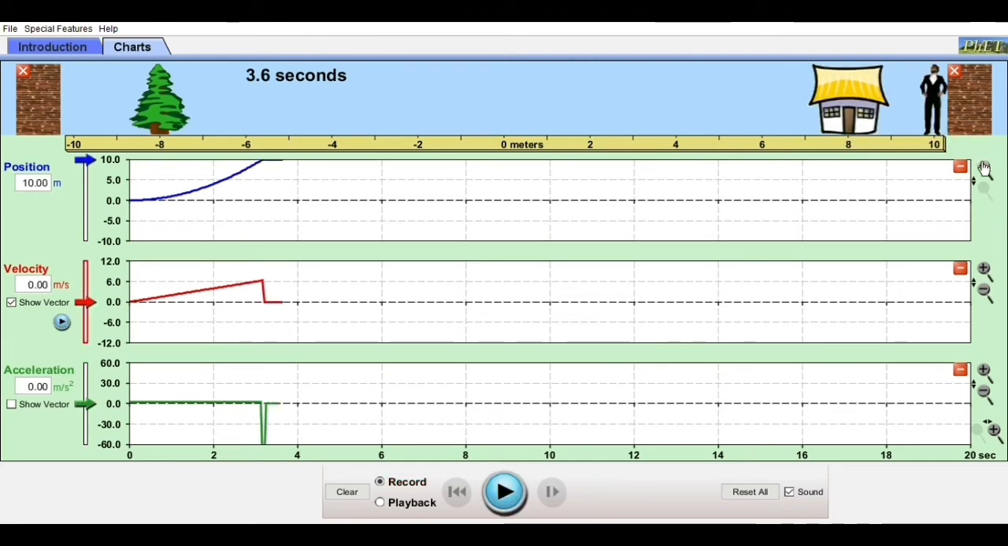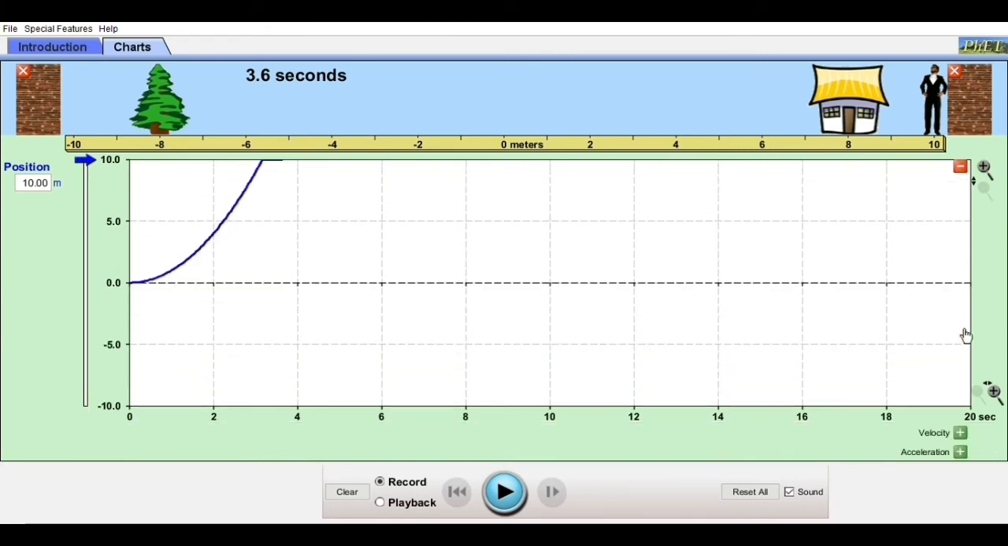Okay. Now, looking at the position versus time graph, we now have a parabola. If you look at the slope here, when we say slope, it tells us about the steepness of the graph. If we draw a tangent line here, I'll show you later, you can see that the steepness of the graph is actually increasing. Therefore, the slope is increasing.